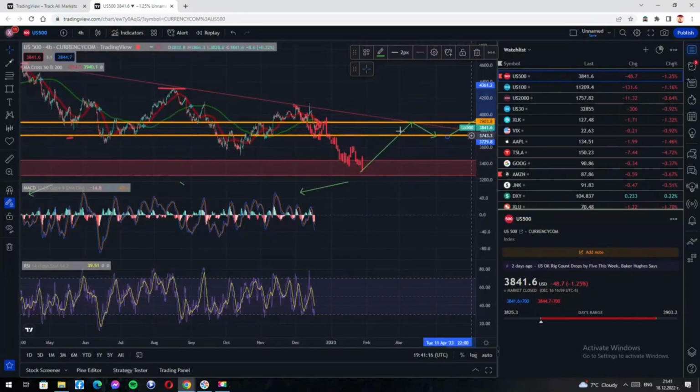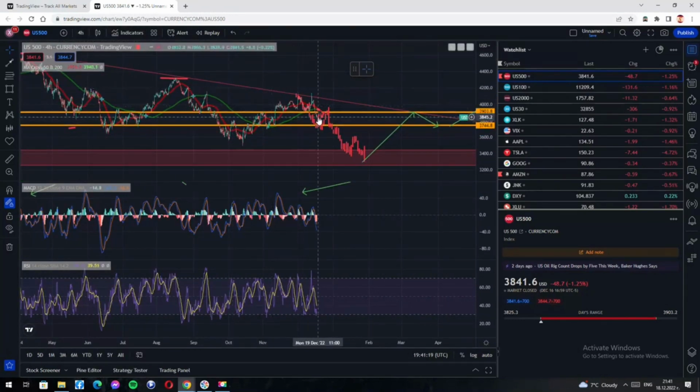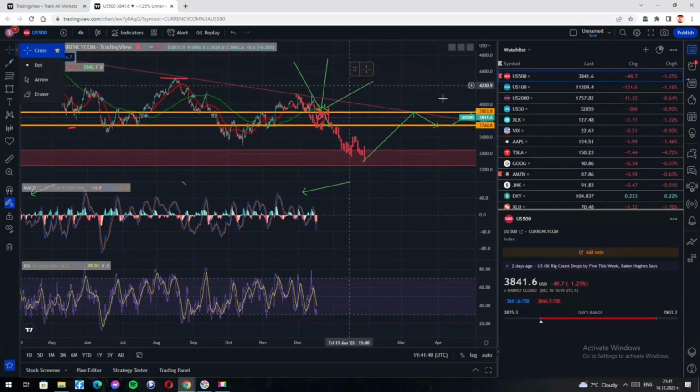Just to recap, I believe that next week, on Monday and Tuesday, we'll be getting 2 consecutive bounces to this level out here. And I believe that this will be a beautiful short opportunity right there. Then we will get a massive drop during the later part of the week. And during the next week, we'll be getting more and more down. So that was for the S&P 500.